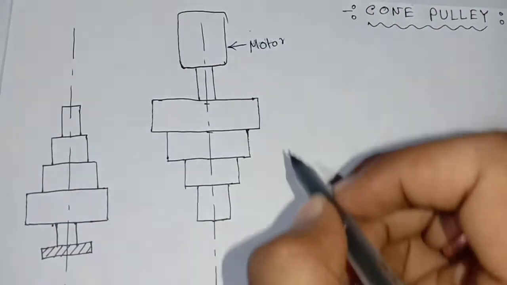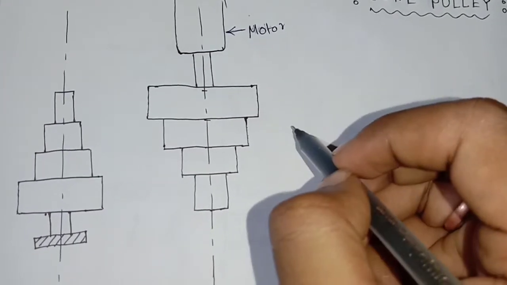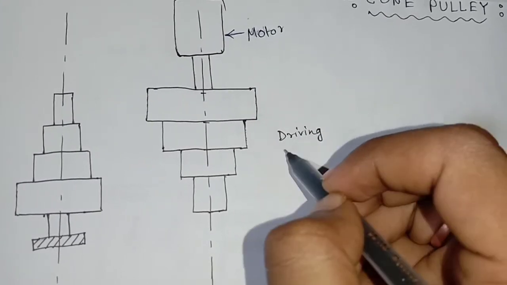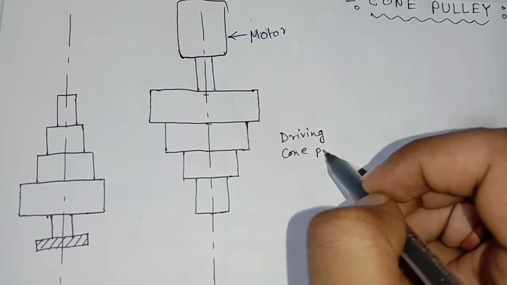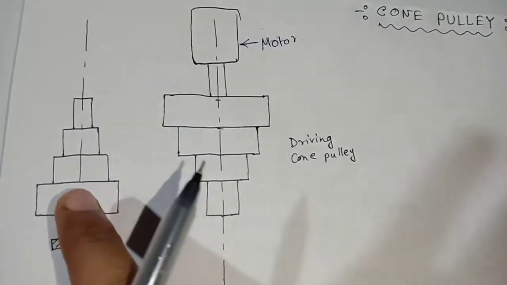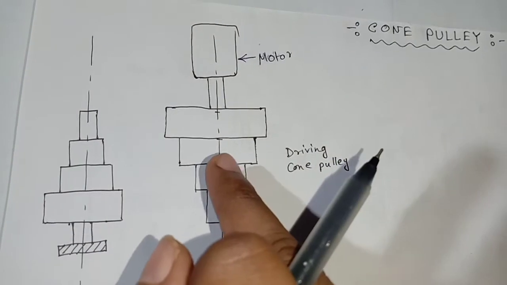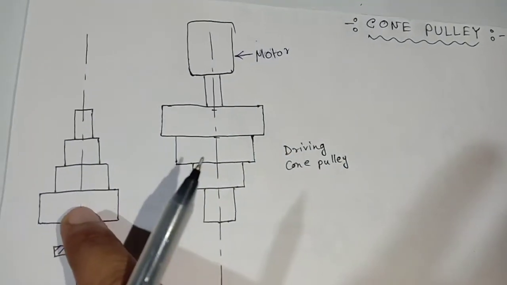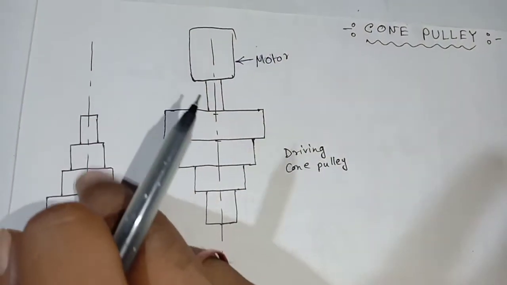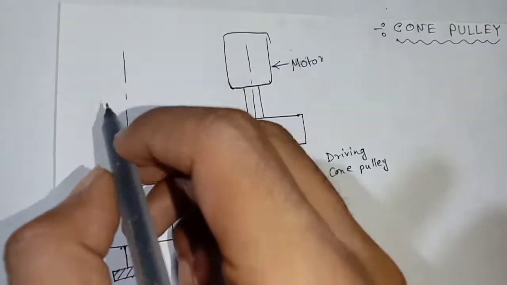And this is the driving cone pulley. These are called driving cone pulley. Okay, these cone pulleys are driven by the driving cone pulley. That's why I can say these are driven cone pulley. Okay, the driven cone pulley.